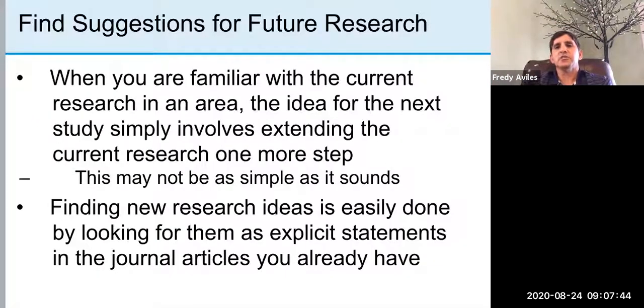Okay, so finding suggestions for future research. When you are familiar with the current research in an area, the idea for the next study simply involves extending the current research one more step. So you've read these articles and, where do you take it from there? Okay, so you extend the research one more step. This is not as simple as it sounds, okay? When you're an expert in the field, yes, you can do that. You know about your area, you're an expert in it, and you do a study, and you know where that's going to lead to next. You know what the next step is.